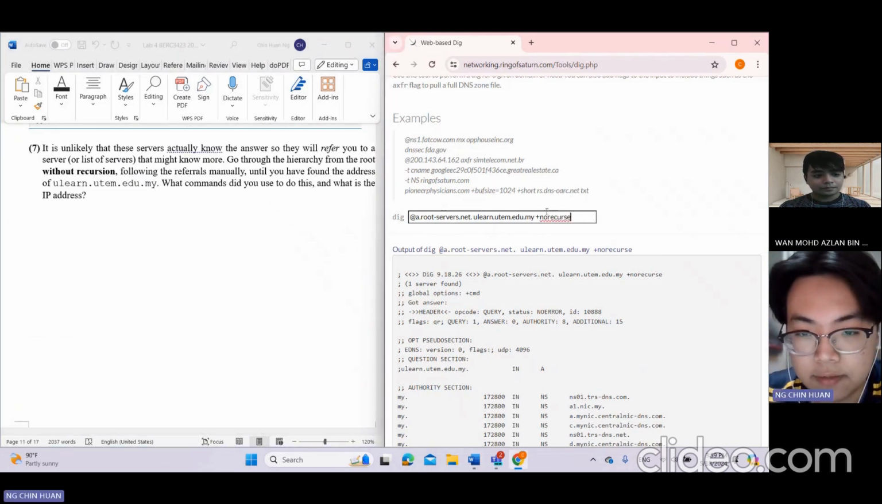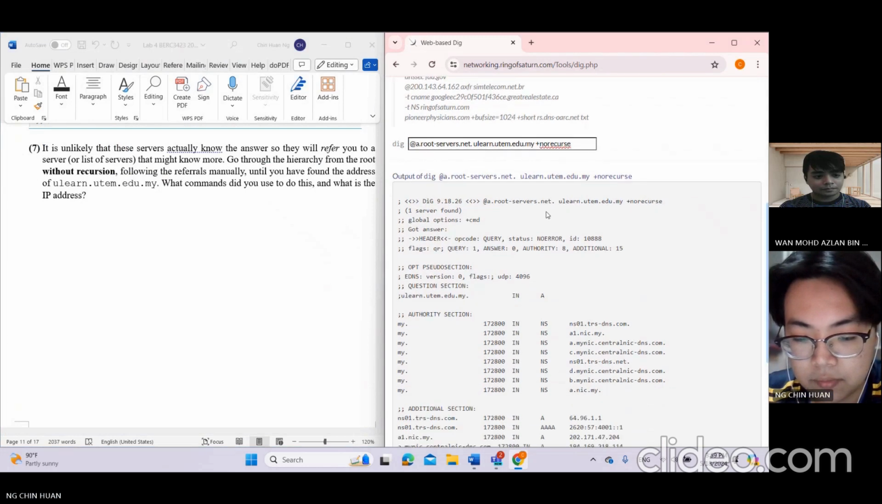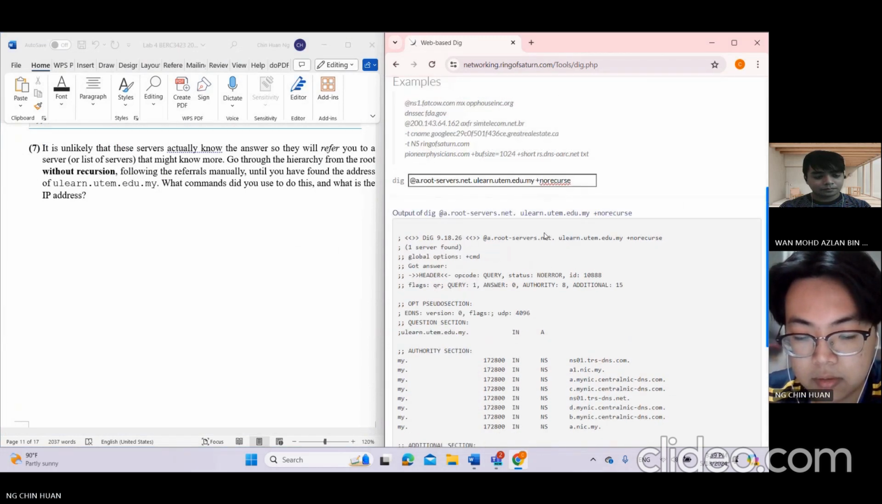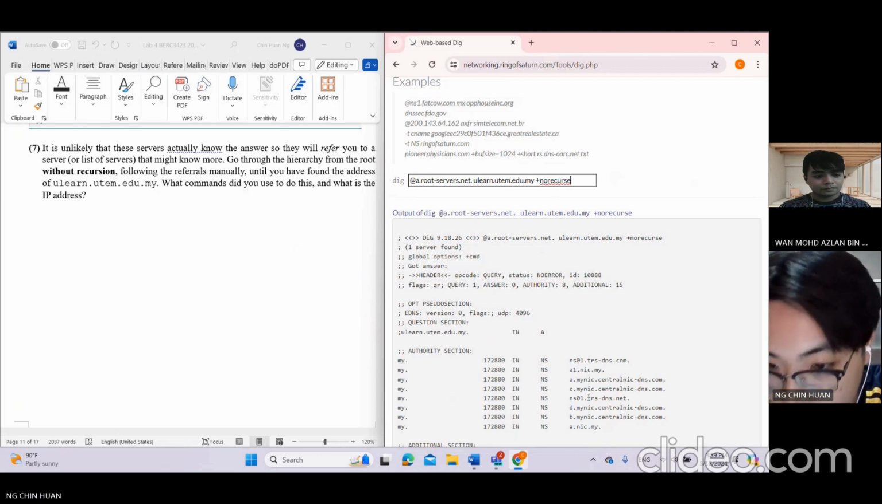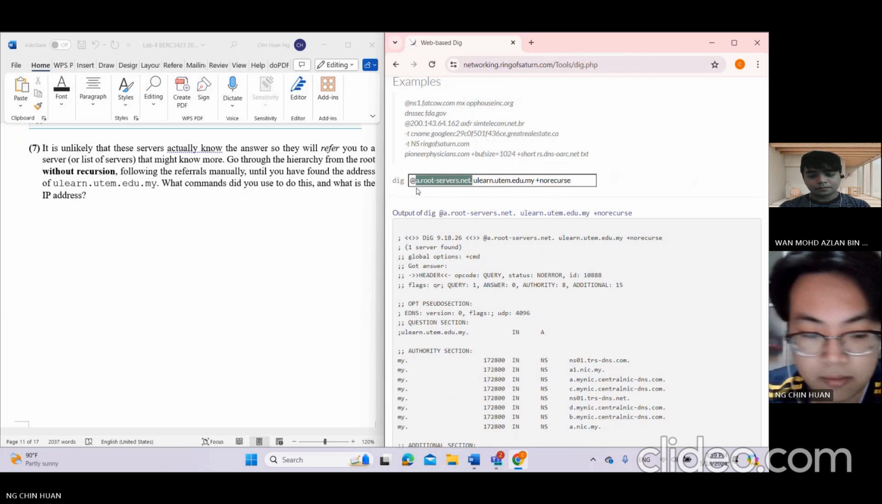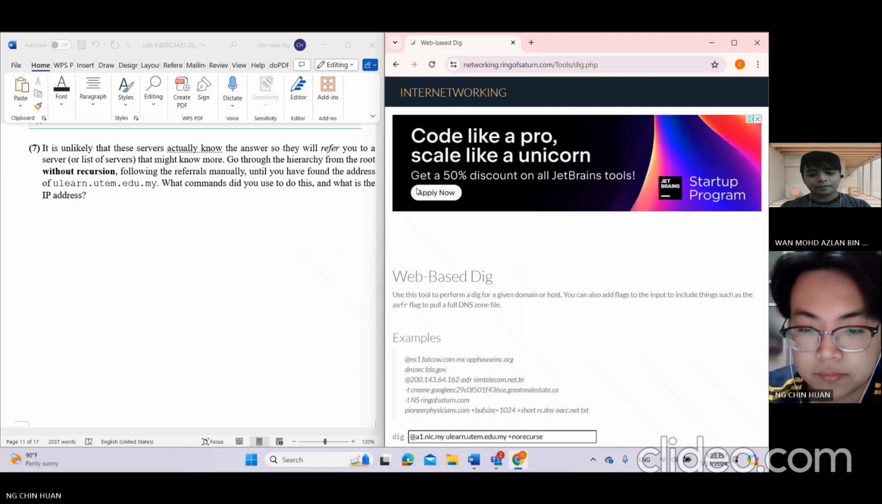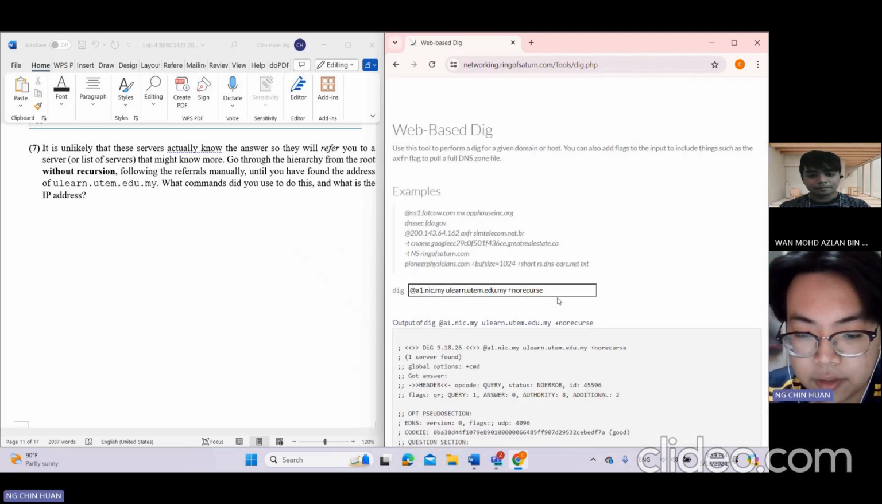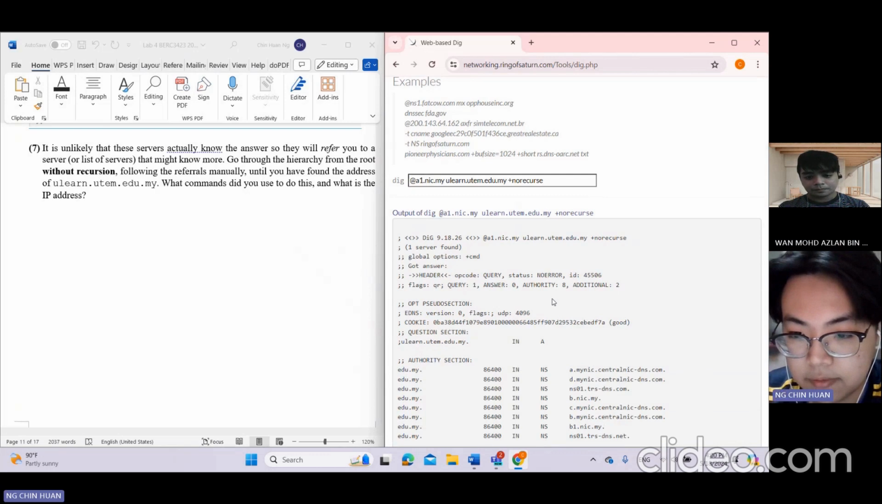So now we do question 7. After we query a root server, the root server doesn't have the answer, but will refer us to the name server responsible for the .my top level domain, TLD. So we copy one of them. So now we make a referral to the .my TLD name servers.